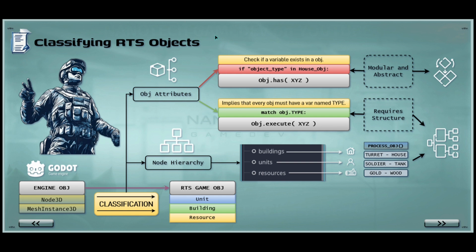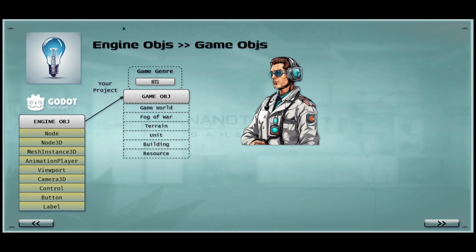If you are worried about your code having bugs, usually do this. But if you have been planning how your project is going to work inside out, then it's much faster for you to simply run the functions you want without having to check if an object is of a given type. So that's the idea of classifying your objects. So by converting the engine objects into game objects, you're basically building your project.